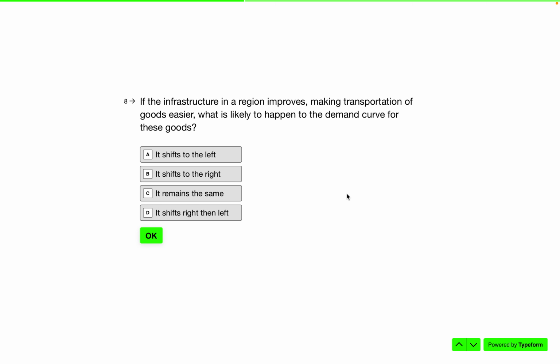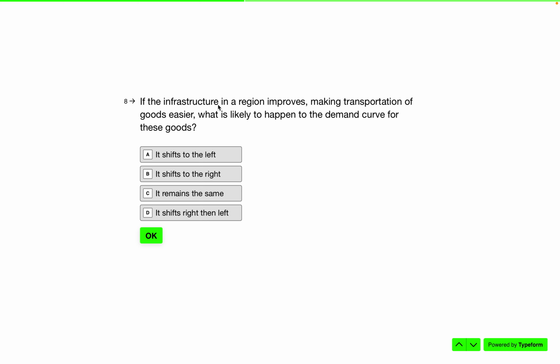If the infrastructure in a region improves, making transportation of goods easier, what is likely to happen to the demand curve for these goods? Shifts left, shifts right, stays the same. Shifts right, then left, definitely not D. Actually, because infrastructure involves production, right? Infrastructure includes things like roads and bridges and seaports and airports and railway and electricity, and grid systems and waste disposal, all that aids in production.